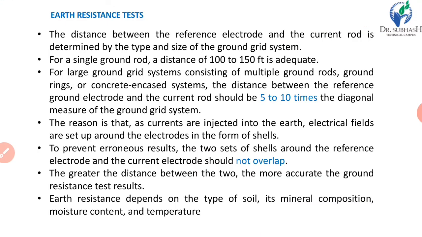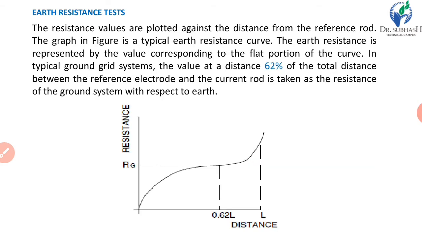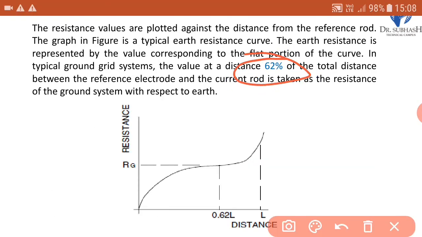In typical ground grid systems, the value at a distance of 0.62, it means 62% of the total resistance between the reference electrode and the current rod, is taken as the resistance of the ground system with respect to earth. In this graph we can see here is 0.62 L. It means 62% of L. So this value will be taken as the resistance.